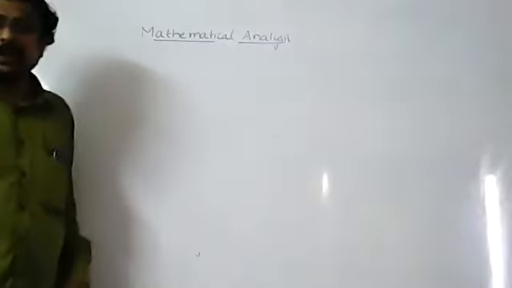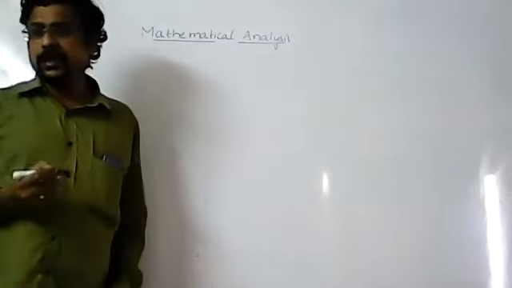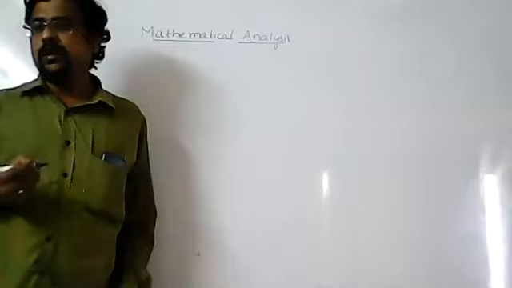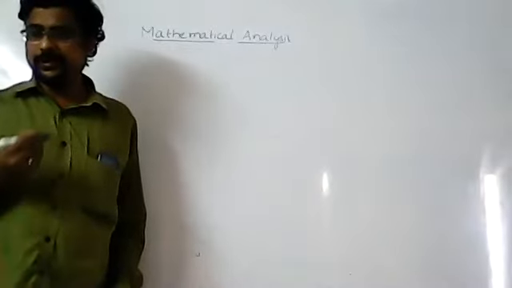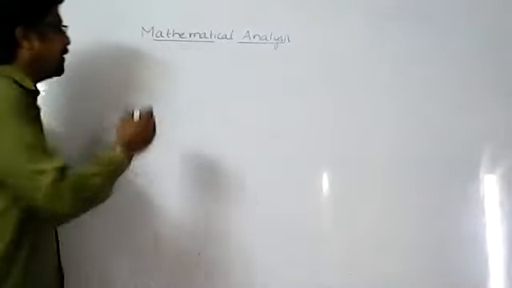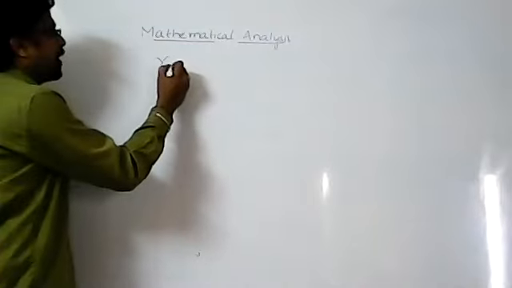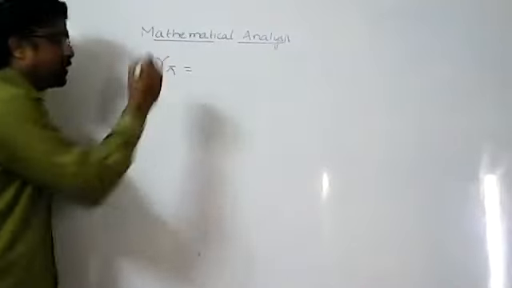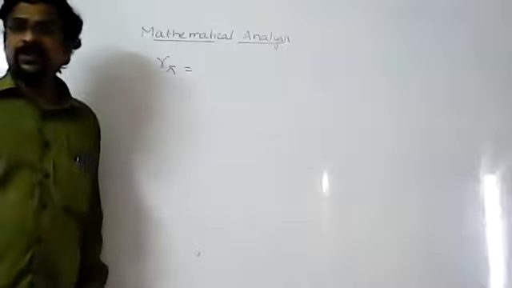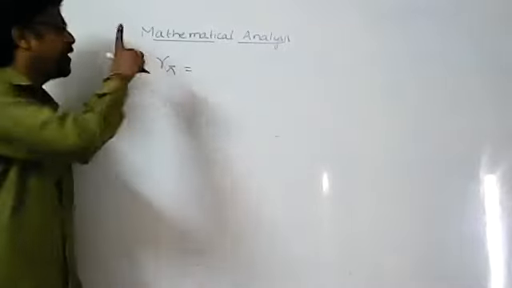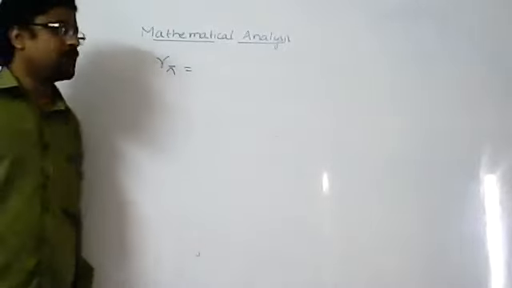So we'll see the mathematical analysis. To find the ripple factor of a pi section filter, I will write: ripple factor of a pi section filter. R pi means ripple factor of pi section filter is equal to what?